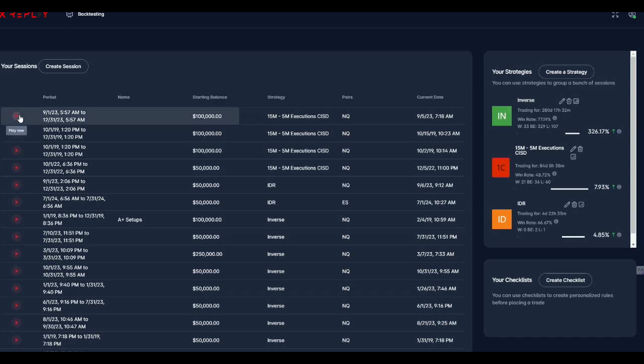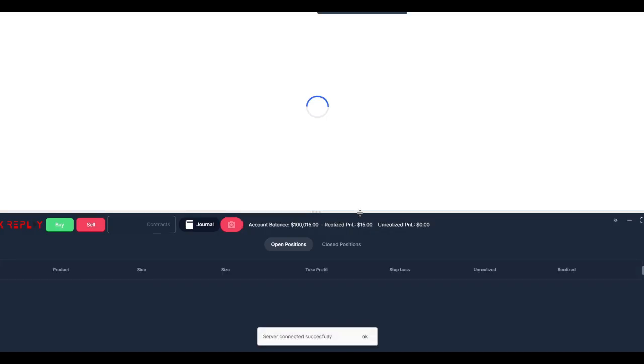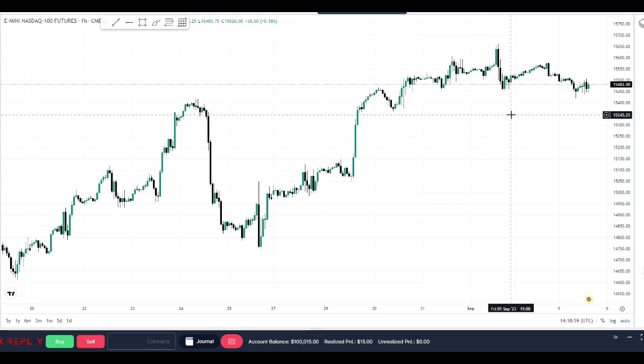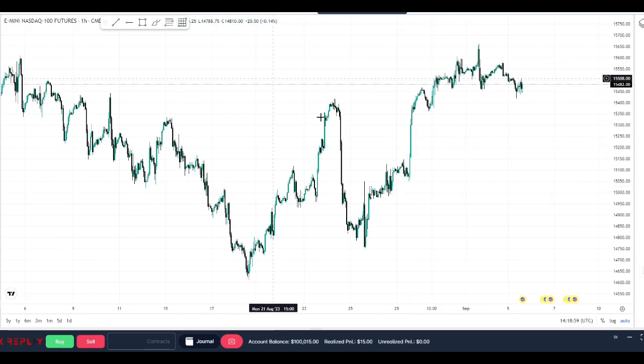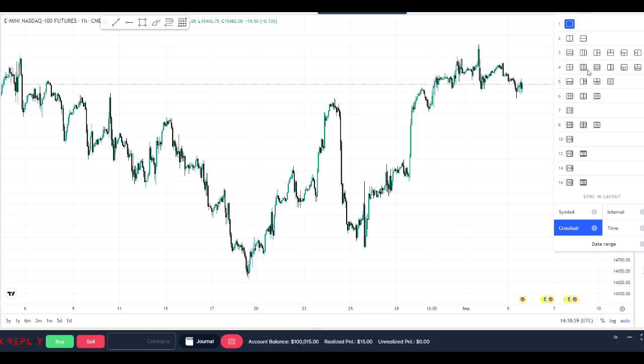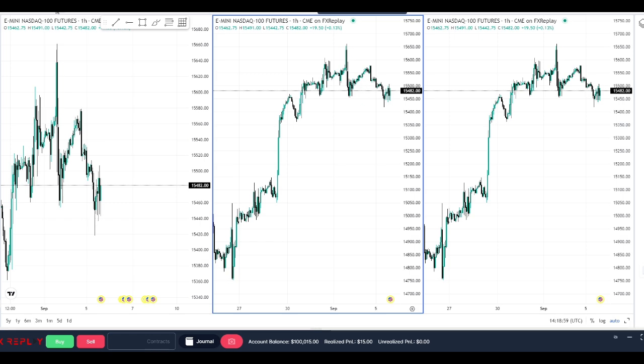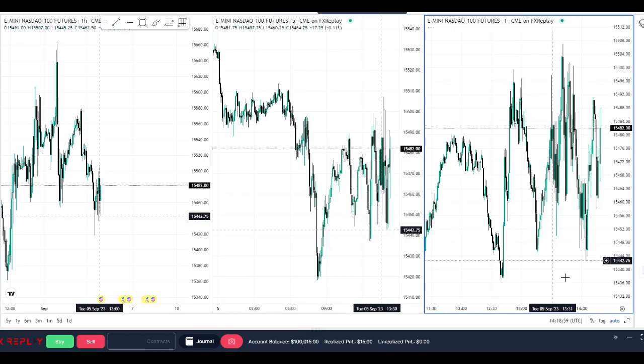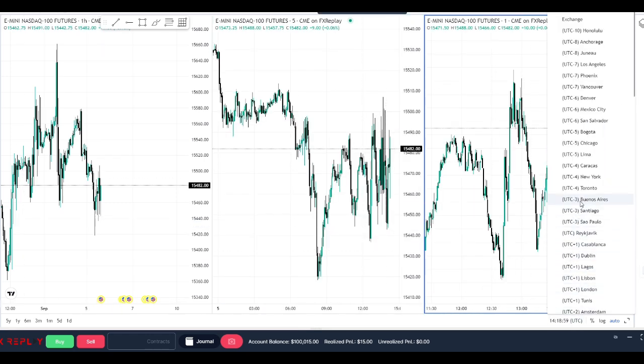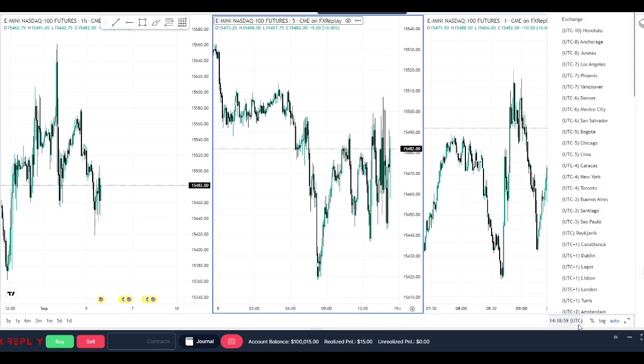So let's do some backtesting because that's always fun. So we're going to hop here. We're going to get 3 charts going. We're going to get a 1 hour, a 5 minute, and a 1 minute. We're going to change the time to New York.